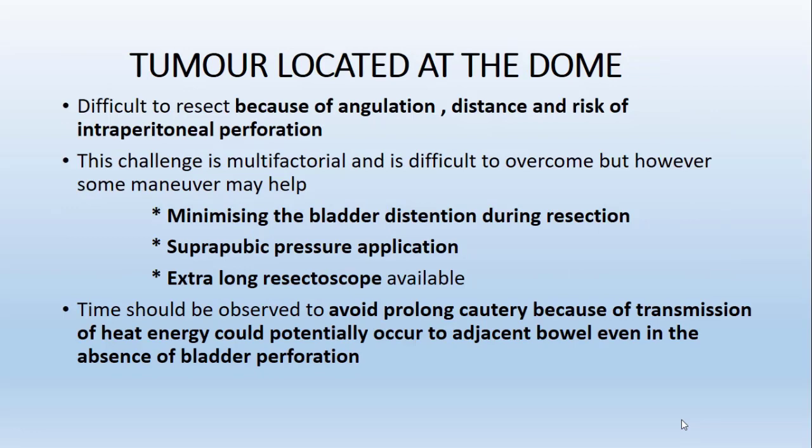Tumors located in the dome of the bladder are more difficult because of angulation, distance, and risk of intraperitoneal perforation. This challenge is multifactorial and difficult to overcome, but some maneuvers may help. Minimize the bladder distension during resection, apply suprapubic pressure either by the surgeon or assistant, or use extra long instruments, which are nowadays available from different manufacturers.